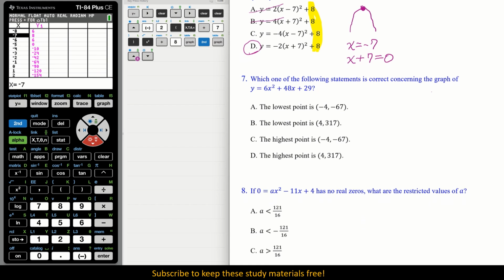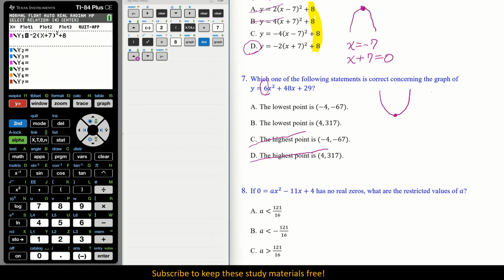Which one of the following statements is correct concerning the graph of 6x squared plus 48x plus 29? They're asking for lowest point and highest point in the options. Well, this is a positive leading coefficient, meaning it will open up, and that means the vertex is a minimum. That is the lowest point. This eliminates C and D. They're gone.